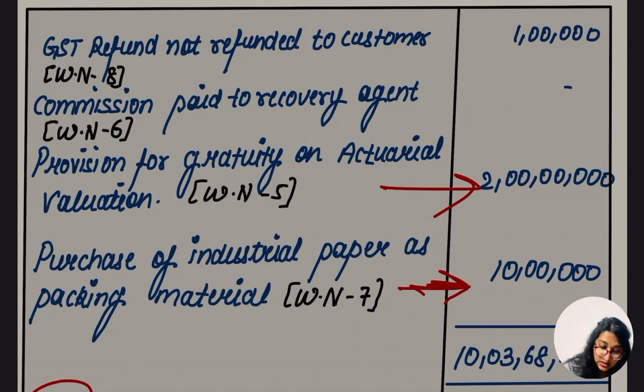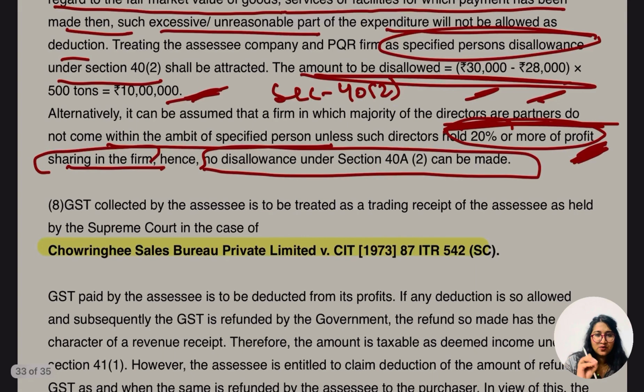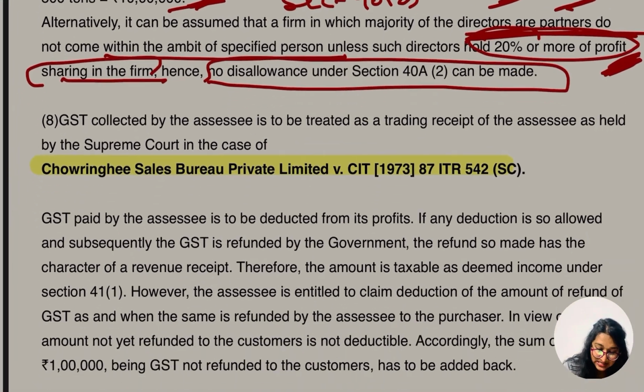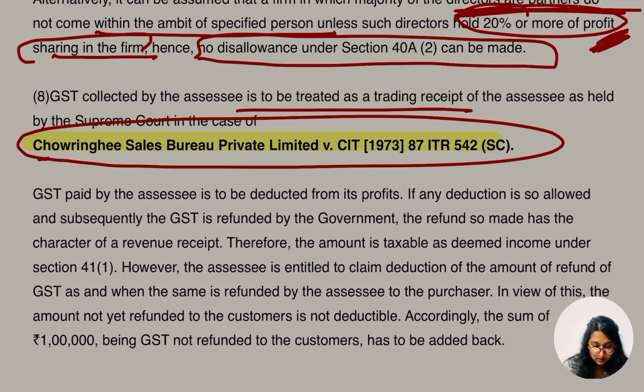Okay, so the GST not refunded to the customer is to be added back. But why is it to be added back? Let's go to working note number 8, the last working note. So GST collected by the assessee is to be treated as what? The trading receipt of the company, as held by the Supreme Court in the case of Chowringhee Sales Bureau Private Limited versus CIT.